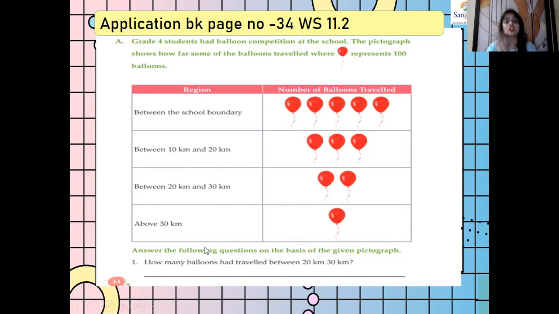Now, again, looking at this pictograph, we need to answer the questions given below. Answer the following questions on the basis of the given pictograph. You have understood what this pictograph is about. Now, let us answer the questions.